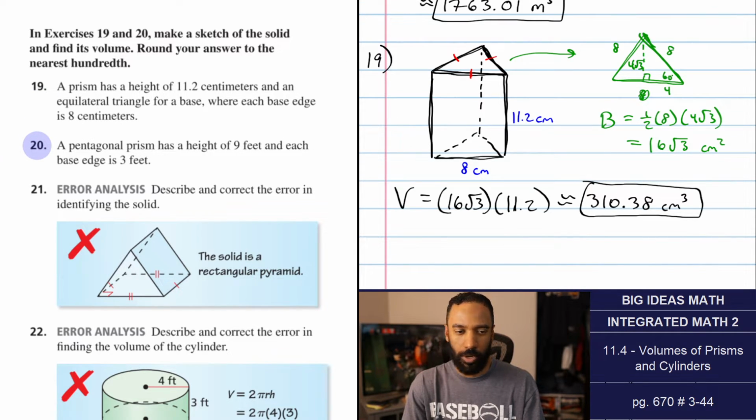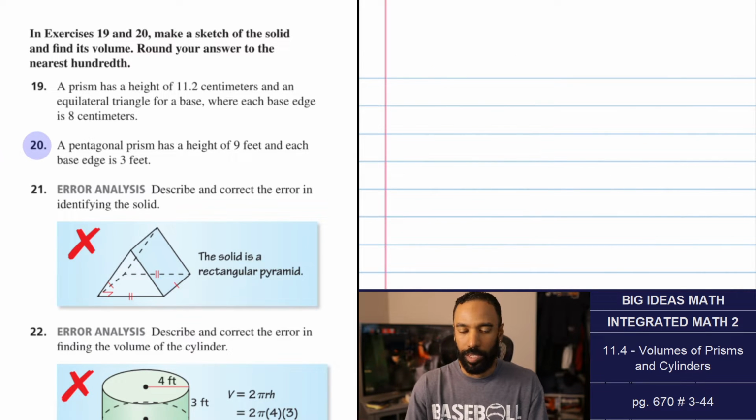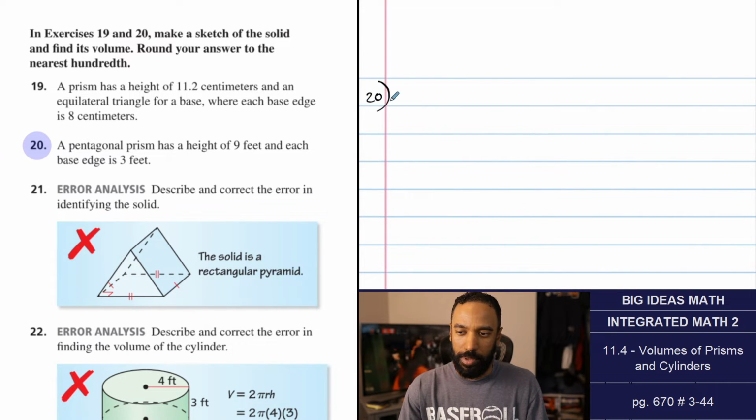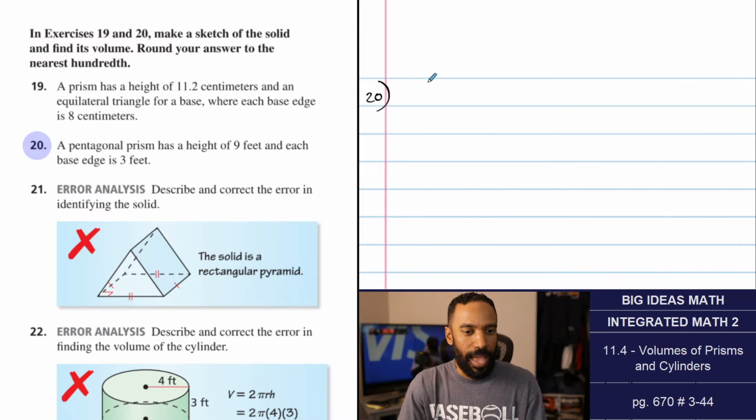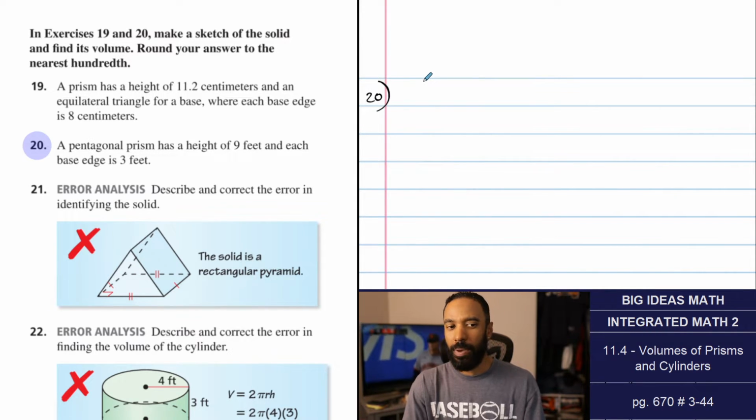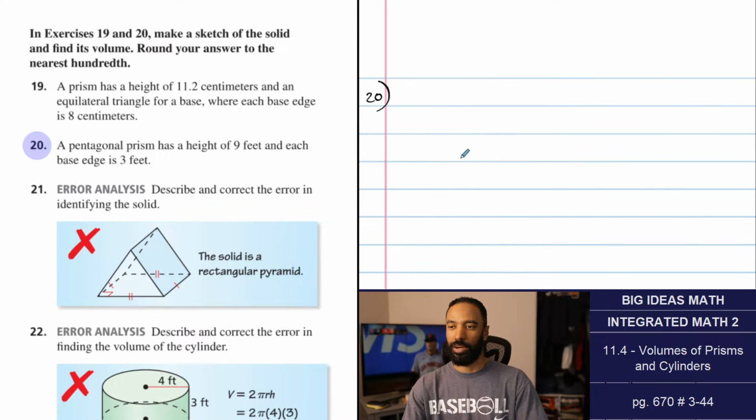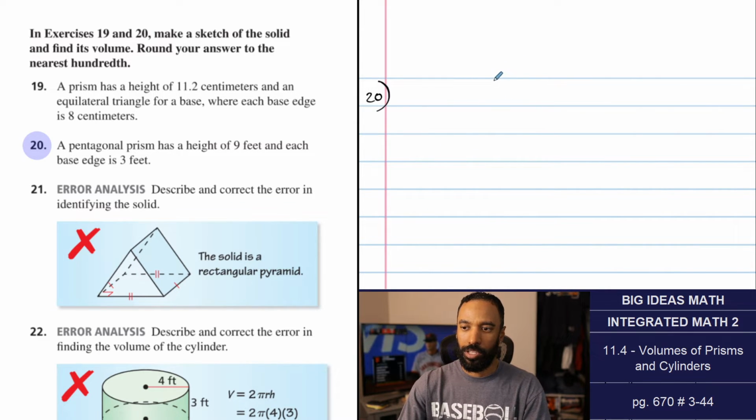So this time it seems like we're going to use the 1/2 AP, I think. Pentagonal prism has a height of 9 feet, and each base edge is 3 feet. So there it goes telling you it's a regular pentagon. So 1, 2, 3, 4, 5.